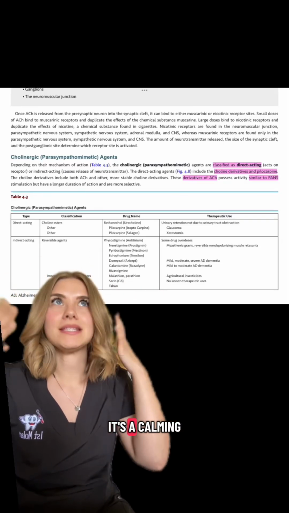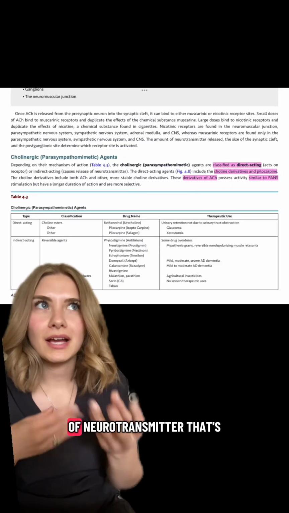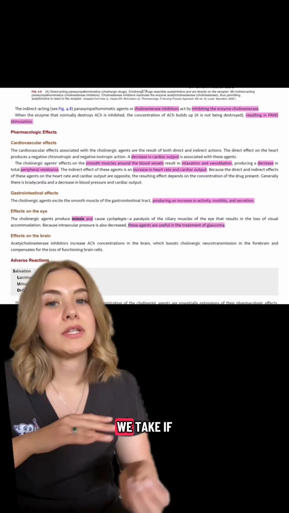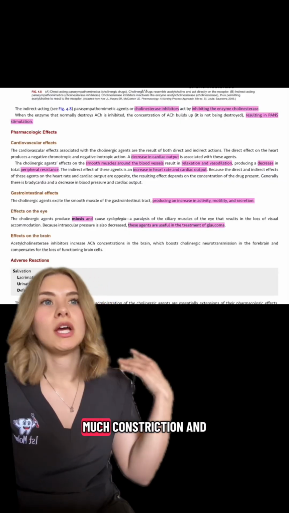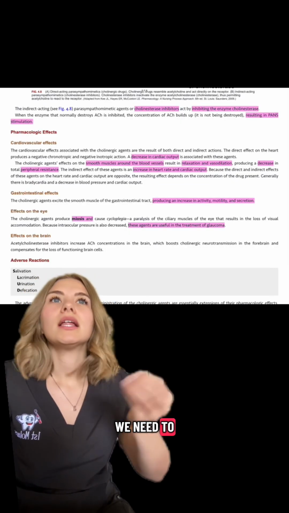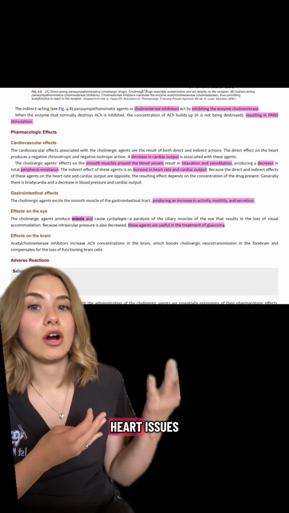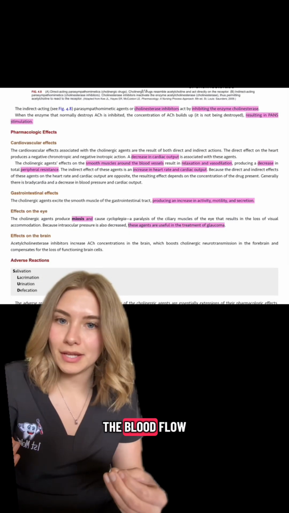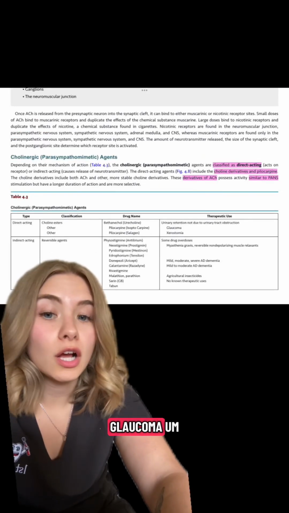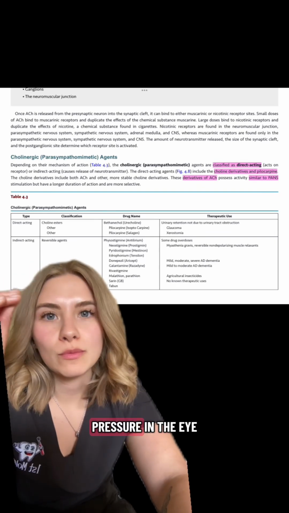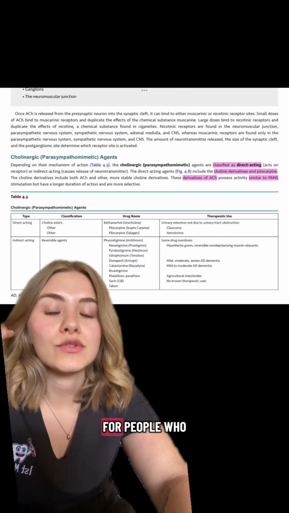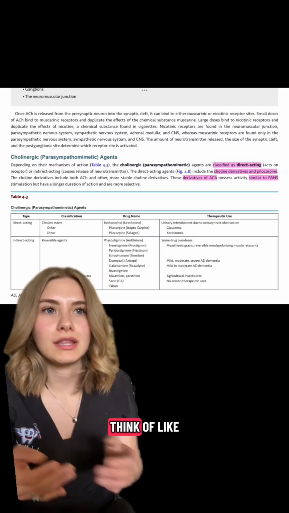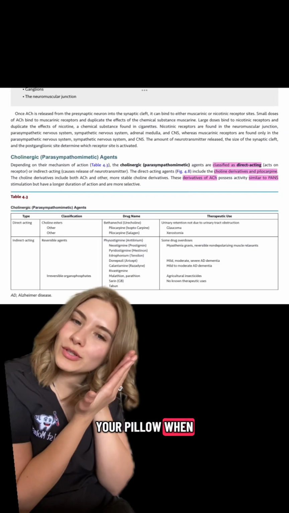Like I said before, it's the calming kind of neurotransmitter. That's going to be in the parasympathetic, right? So this is something that we take if something's increased, if there's too much constriction and we need to open up some things, like you're having heart issues, you need to take a cholinergic so that you can calm down and open up the blood flow. It can also be used for glaucoma, helping reduce the pressure in the eye, and it can also be used for people who have dry mouth, which you give them pilocarpine, so you can think of like when you're sleeping, you drool on your pillow.